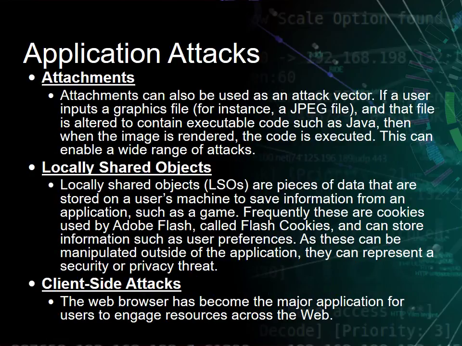Some other application attacks include attachments. Attachments can also be used as an attack vector. If a user inputs a graphic file, for instance a JPEG file, and that file is altered to contain executable code such as Java, then when the image is rendered, the code is executed. This can enable a wide range of attacks.